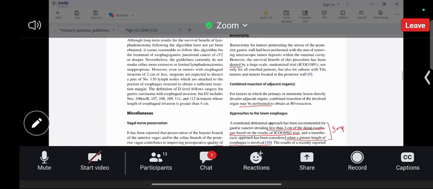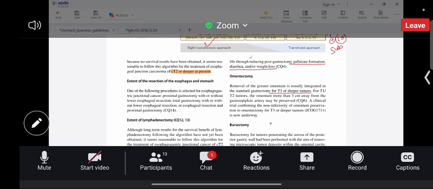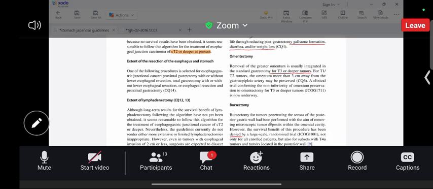Okay. Then some miscellaneous topics are there, like vagal nerve preservation. It has been reported that preservation of the hepatic branch of the anterior vagus and the celiac branch of the posterior vagus contributes to improving post-operative quality of life by reducing gallstone formation, diarrhea and weight loss. So we should attempt to preserve it when possible. Omentectomy: removal of the greater omentum is usually integrated in the standard gastrectomy for T3 or deeper tumors.